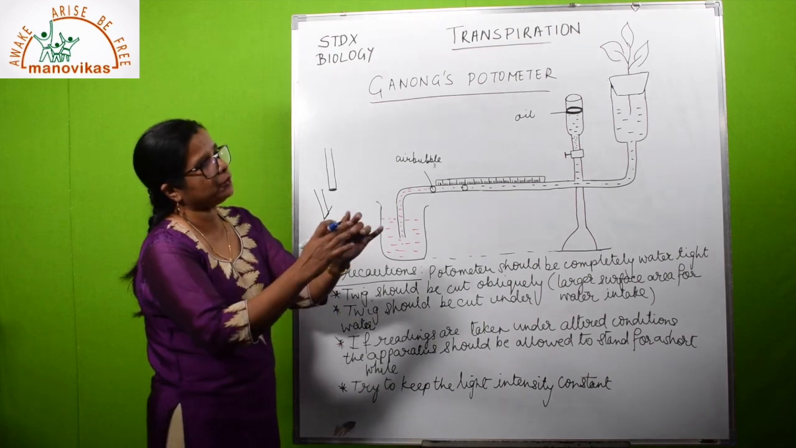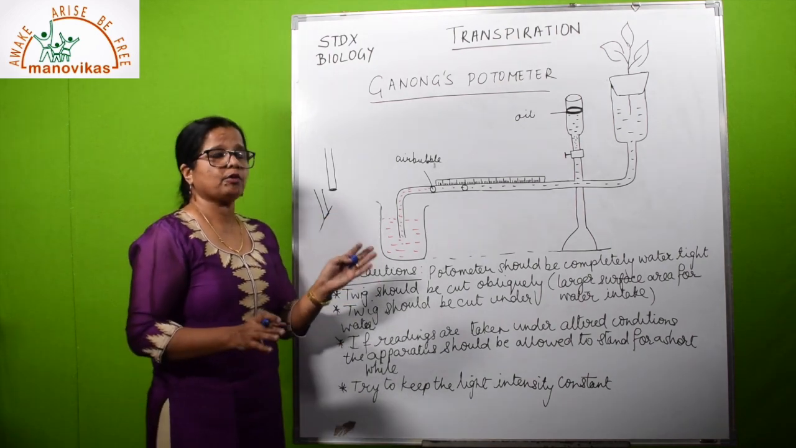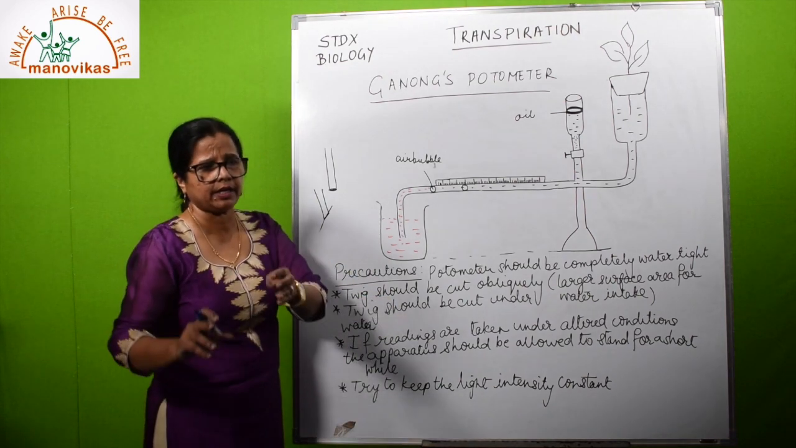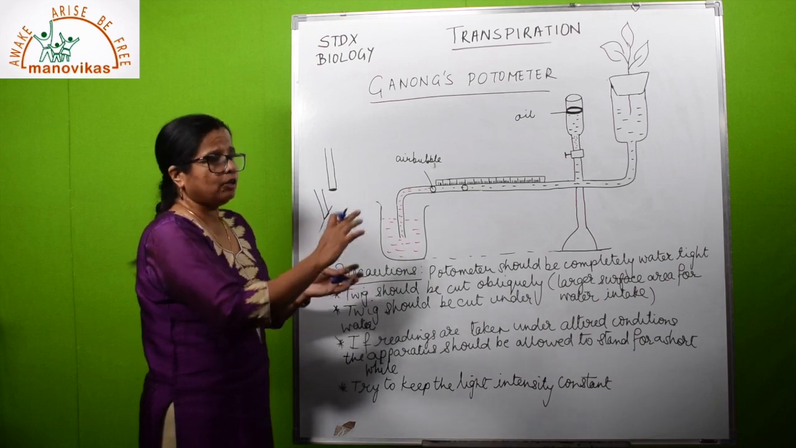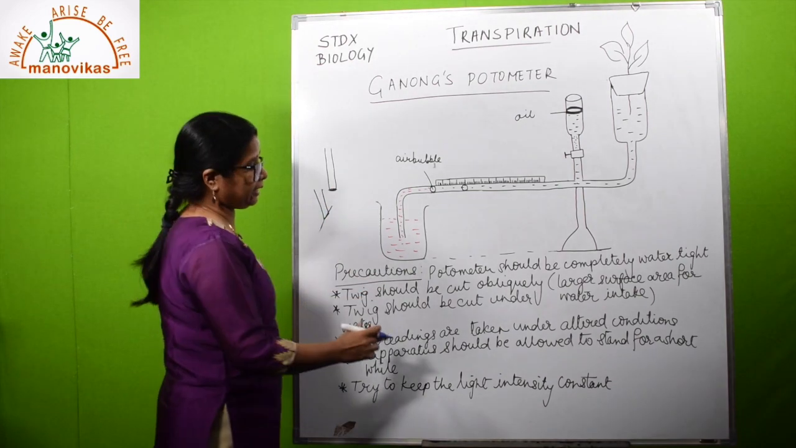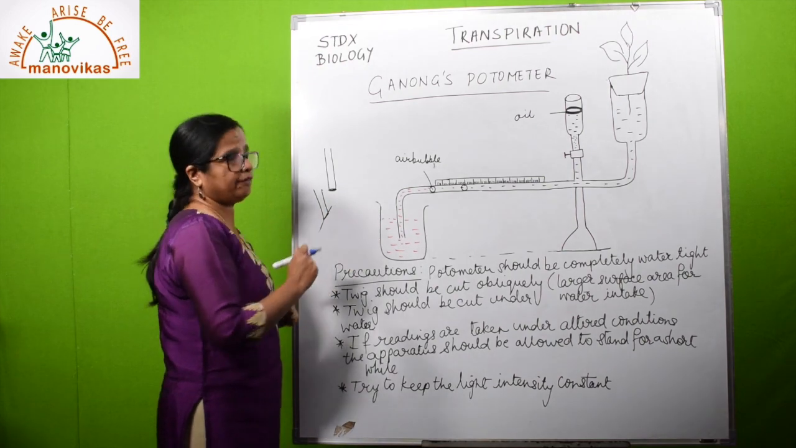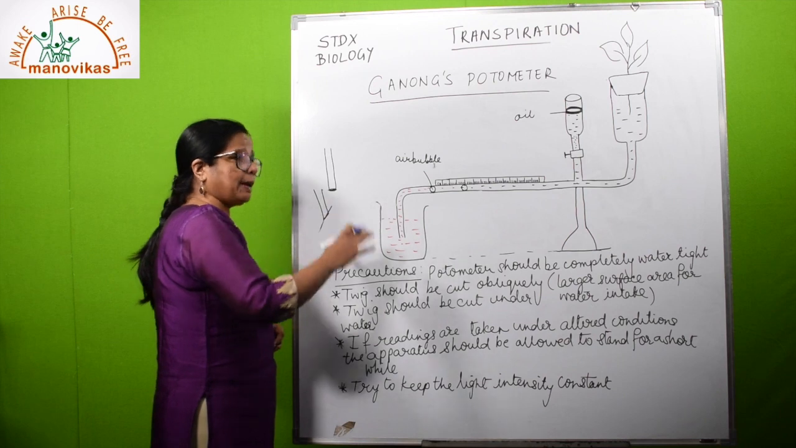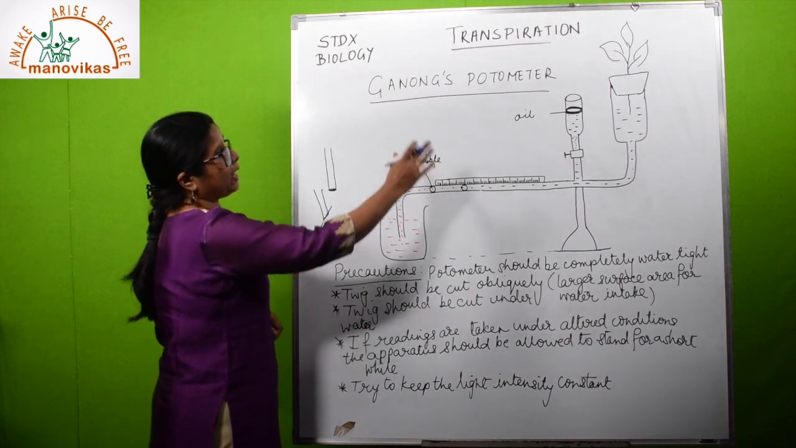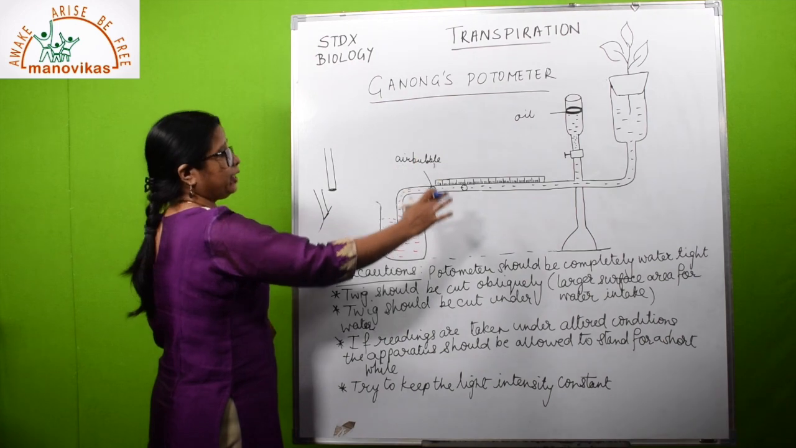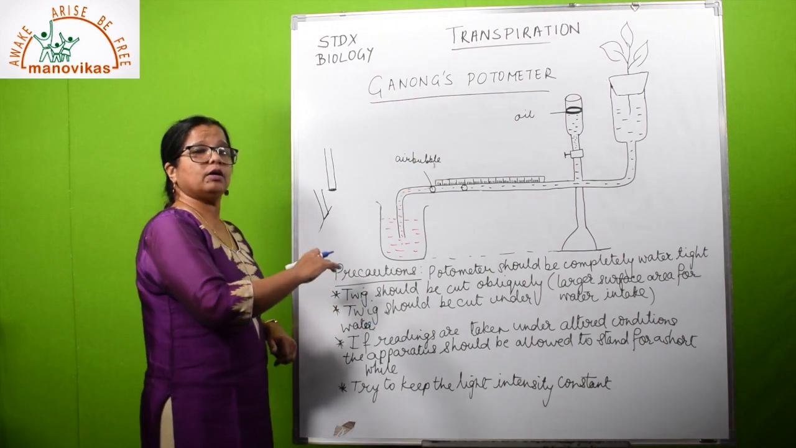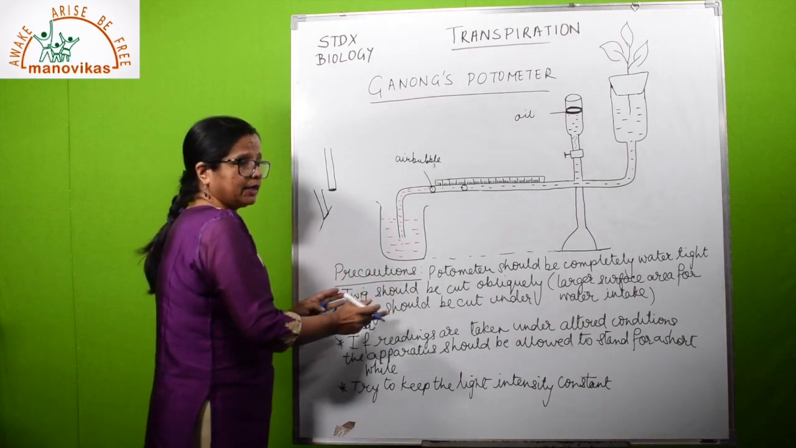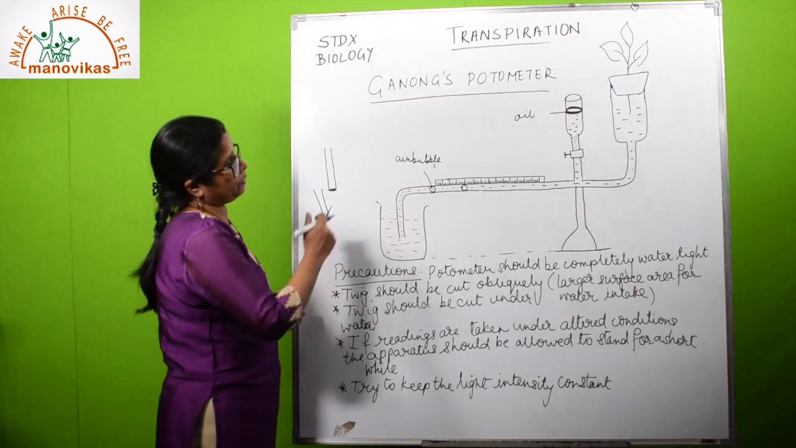Then if the readings are taken under altered conditions, meaning different conditions, we shouldn't take them immediately when we send it to a new condition. Suppose we are sending it from bright sunlight to very dim sunlight, or we are keeping it under a tree and then keeping it in bright sunlight. Whenever the condition is altered, we should allow the apparatus to stand for a while. The rate of transpiration will be established by that time, and the twig will also get used to the new conditions, and our results will be better.